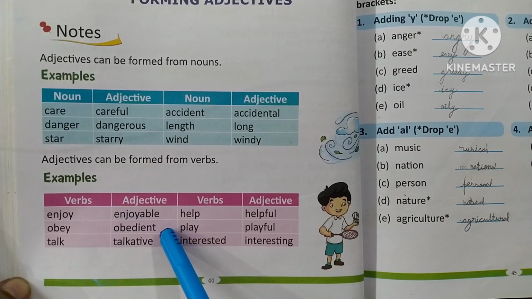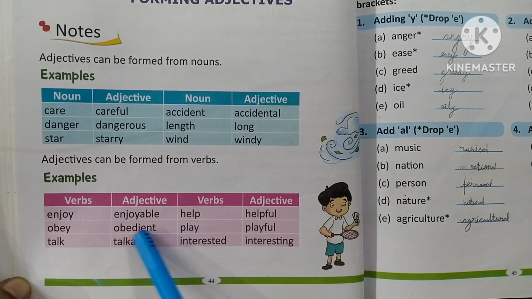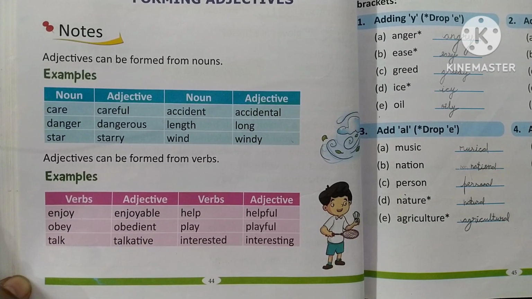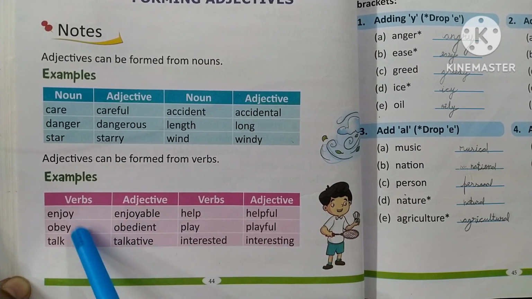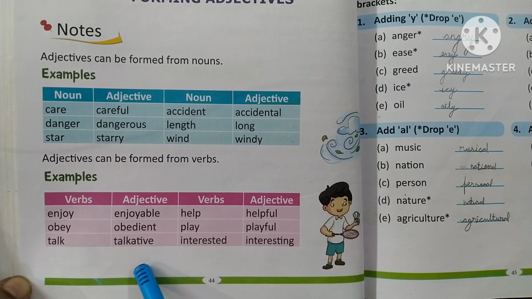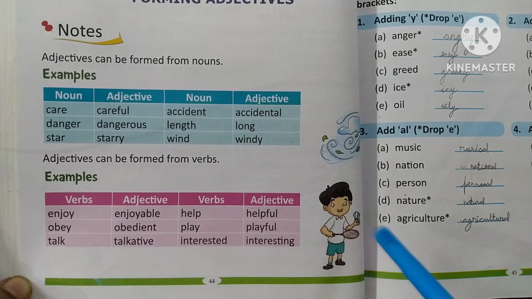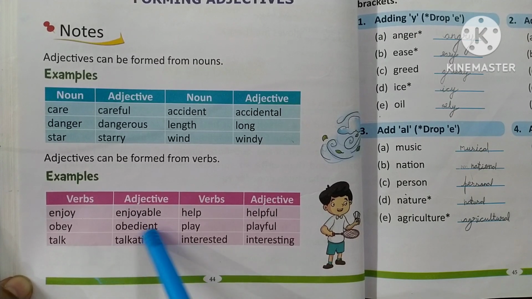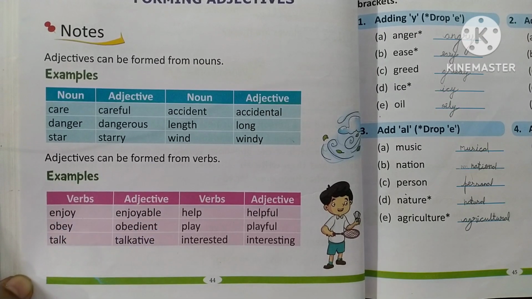Next, obedient. She is an obedient girl. That comes from the verb obey. Obey means to follow orders. It is a verb. So, the adjective obedient comes from the verb obey. He is very talkative. It comes from the verb talk. Talk means to keep on talking continuously. So talkative comes from the verb talk.